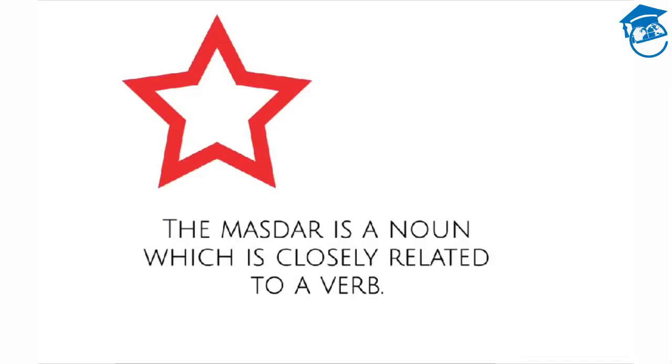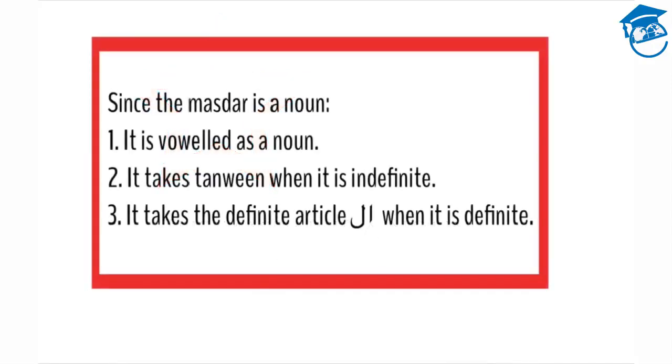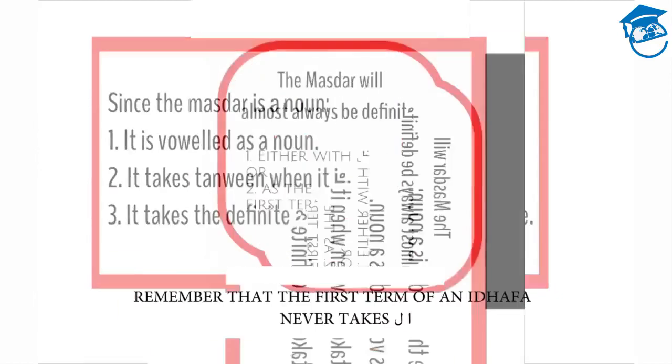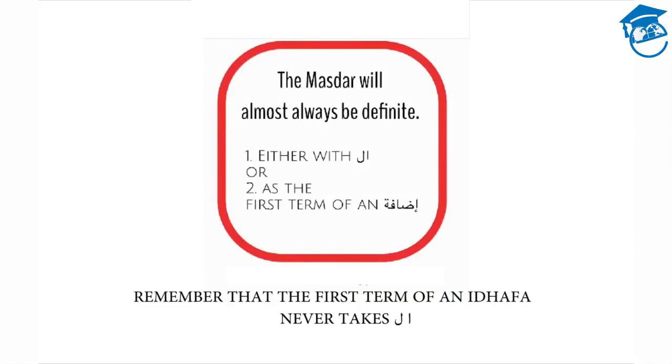So what is a masdar? The masdar is a noun which is closely related to a verb. Since the masdar is a noun, number 1, it is voweled as a noun. Number 2, it takes tanween when it is indefinite. And 3, it takes the definite article alif lam when it is definite. The masdar will almost always be definite, either with an alif lam or as the first term of an idafa. Remember that the first term of an idafa never takes alif lam.